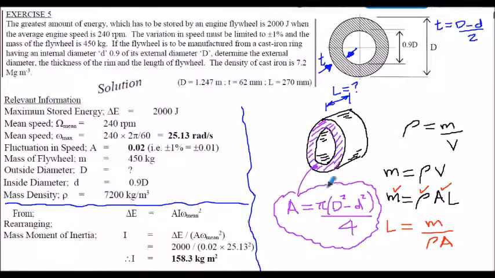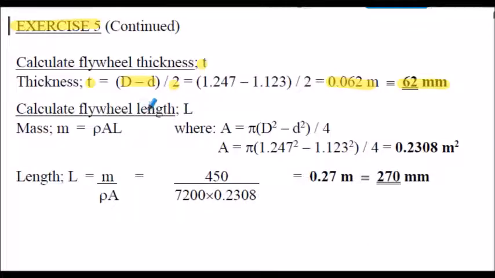Going back to this dimension here in our diagram. Then we've got to calculate the flywheel length. They've called it L. So from the equation, mass is equal to density multiplied by volume, where volume is A multiplied by the length. We know the area. We can calculate the area in the question. We can determine the value of A.